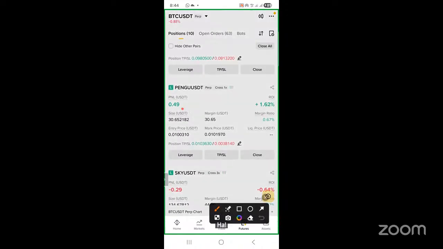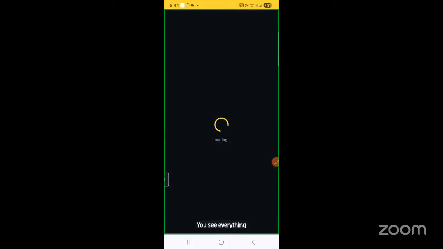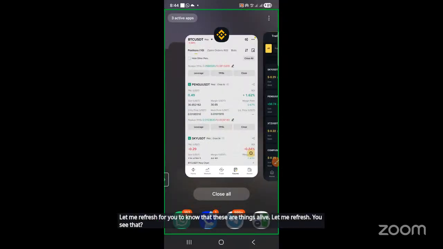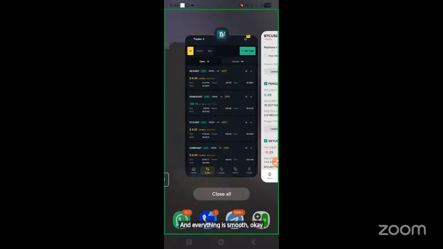You see, Pengu, it is now in profit. It has somehow gone back. Okay. You see everything? Let me refresh for you to know that these things are alive. Let me refresh. You see that? I have refreshed and everything is smooth.